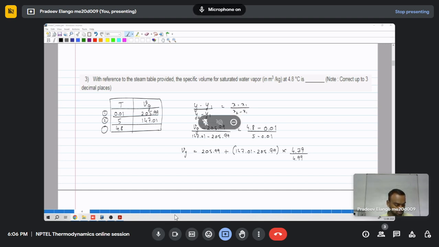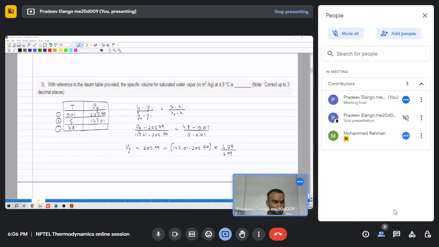So this will be 149.374 meter cube per kg.